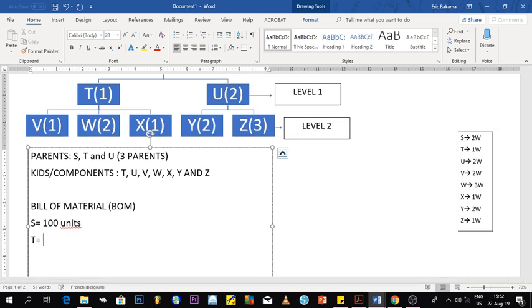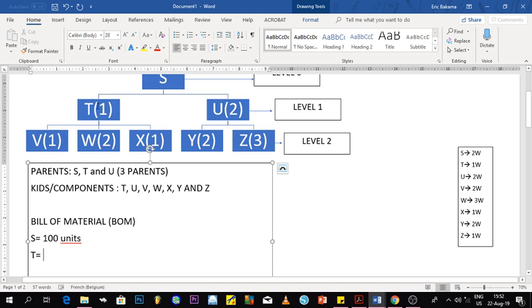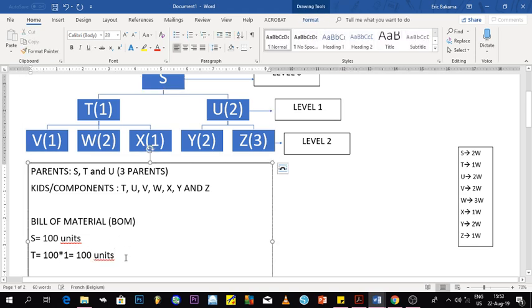So T is from level 1. They say that for us to manufacture 1 S, we need 1 T. That's why that 1 is next to T. So it means that to manufacture 100 S, we will need 100 times 1, which is 100 units. What does it mean? The product structure tells you how to go. It just means that if you need to manufacture 1 S, you will need 1 T. That's why we did 100 times 1, because we wanted to manufacture 100 S.